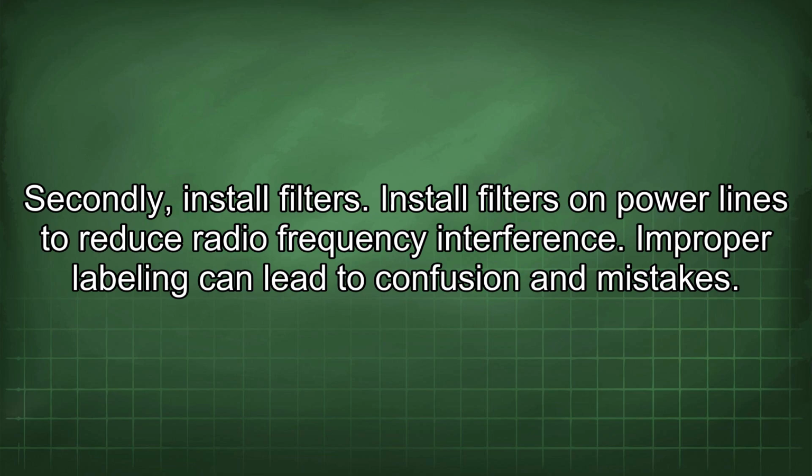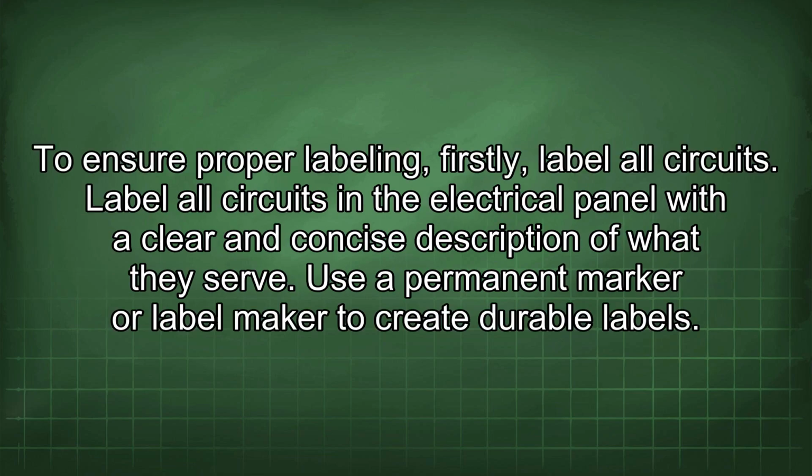Improper labeling can lead to confusion and mistakes. To ensure proper labeling, firstly, label all circuits. Label all circuits in the electrical panel with a clear and concise description of what they serve. Use a permanent marker or label maker to create durable labels.